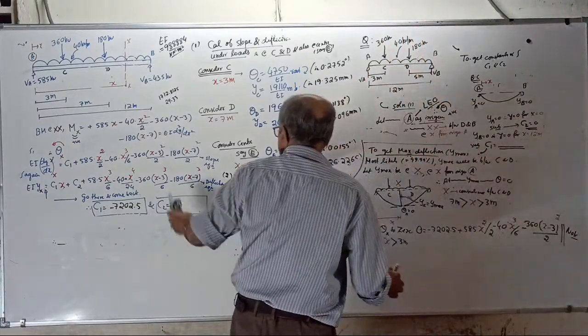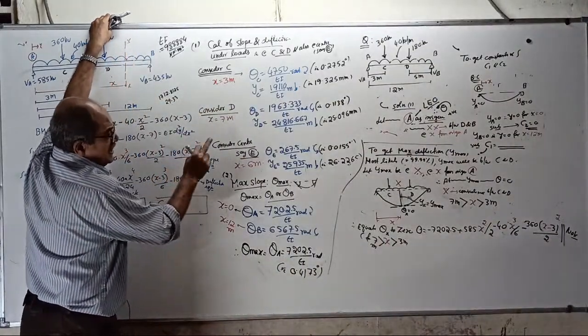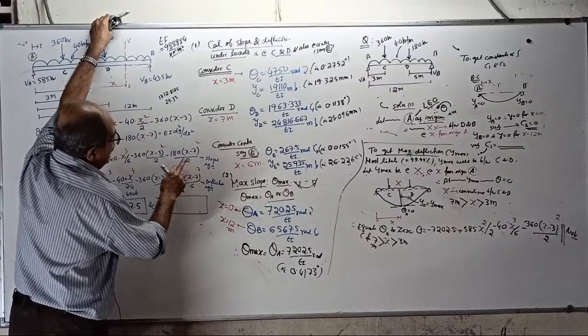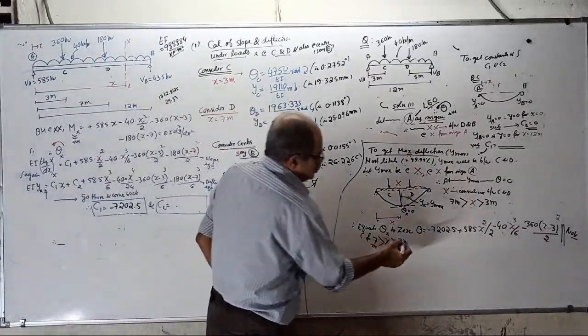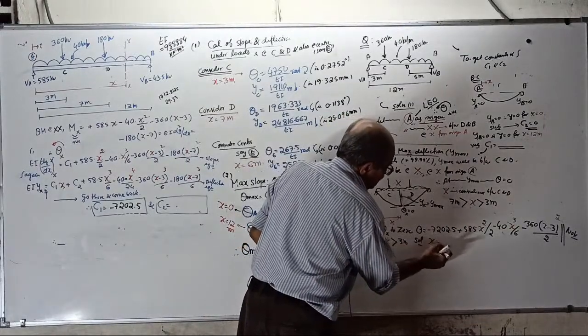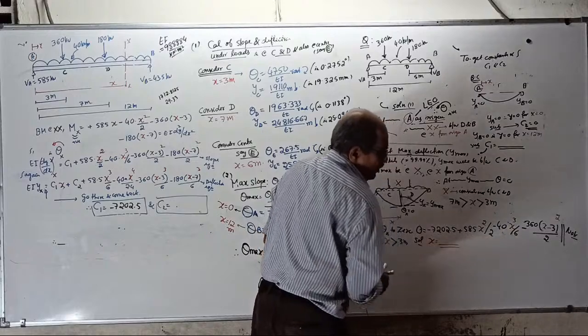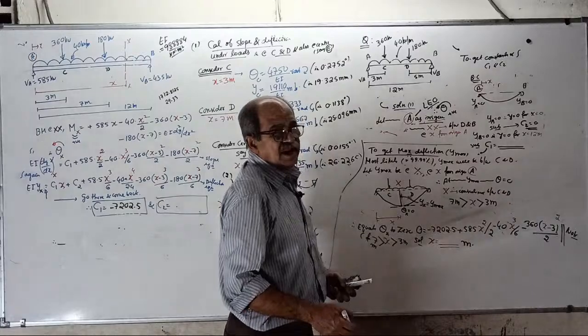The next term is 180 into x minus 7. Since your x is less than 7 meter, this term will not come. Stop here. Now, solving, get the value of x. Now you should tell, I will take rest now. Till you give the x, I will not continue the question. Get the value of x.